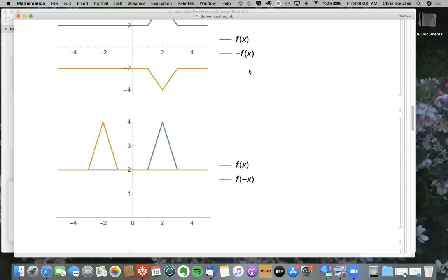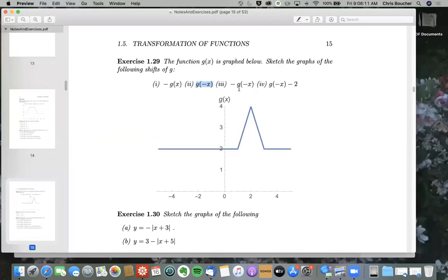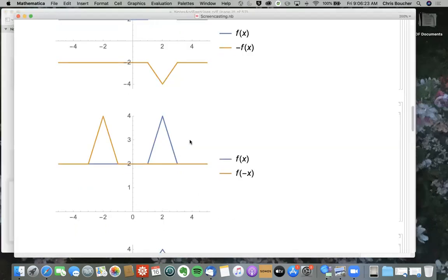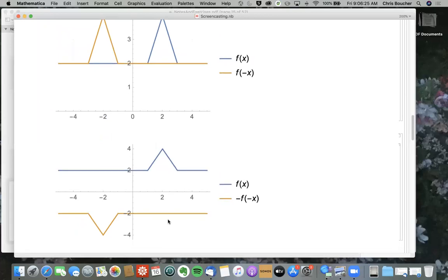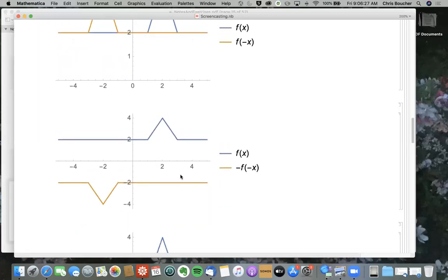And the labels here should be g's, not f's, because the function is g of x. Okay. We can do more than one transformation at once. So in the third example here, we're doing both. We're reflecting through the y-axis and through the x-axis. And the result of that is the picture that you see at the bottom of the screen here.